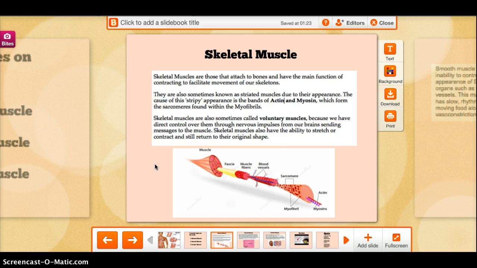The skeletal muscles are also sometimes called voluntary muscles because we have direct control over them through the nervous impulses from our brain sending messages to the muscle. Skeletal muscles also have the ability to stretch or contract and still return to the original shape.